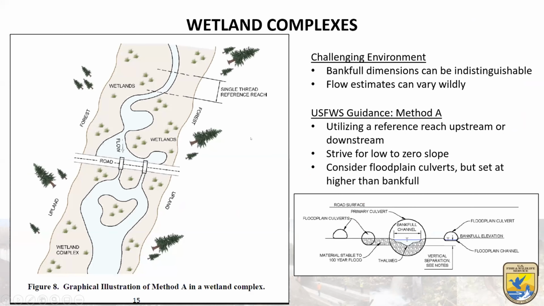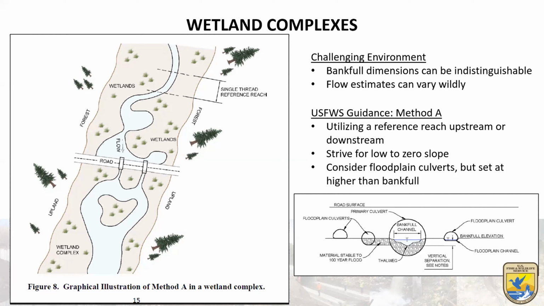So now we're on to wetland complexes. And so now we're spending the rest of the time on wetland complexes, relic channels, sloughs, and the synthetic width method, which is kind of like your last go-to at the end of the day if nothing else is working. For wetland complexes in the Fish and Wildlife Guidelines, we have method A and a method B. So we'll talk about method A first, because these complexes are challenging environments.